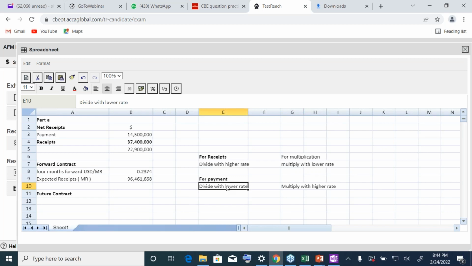Pay more means you will divide with a lower rate. Pay more means in case of multiplication, you will multiply with a higher rate. Always consider yourself at adverse position.